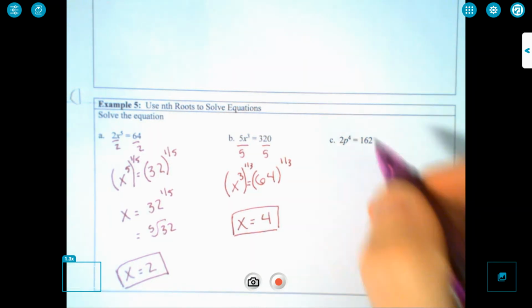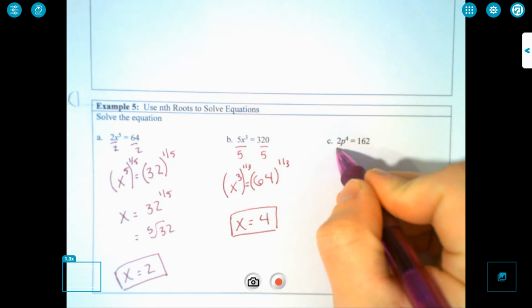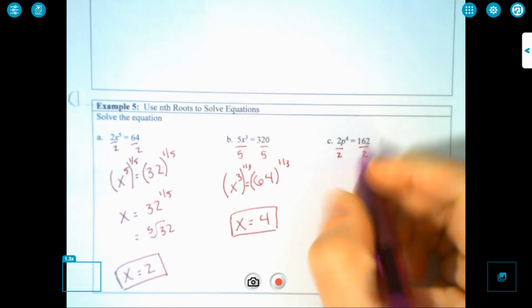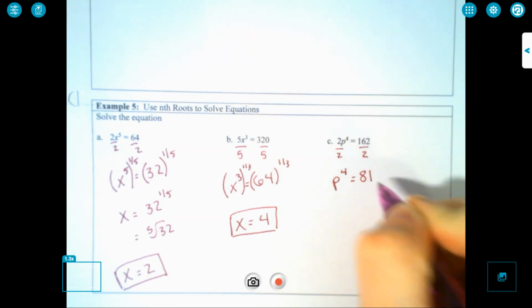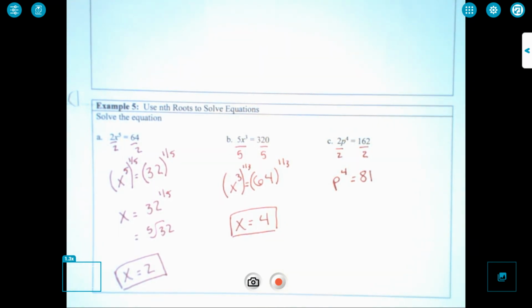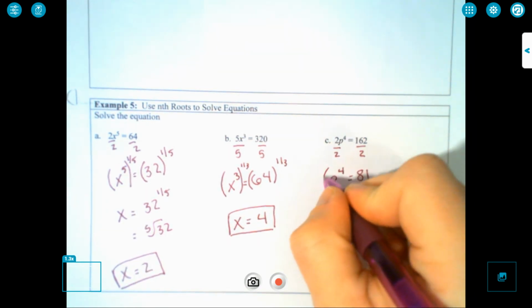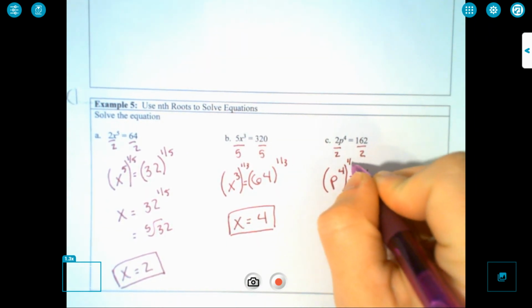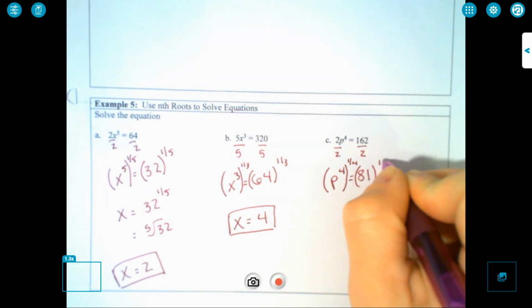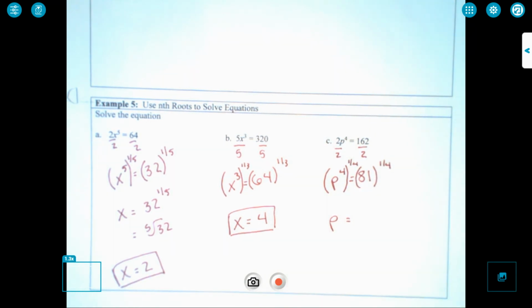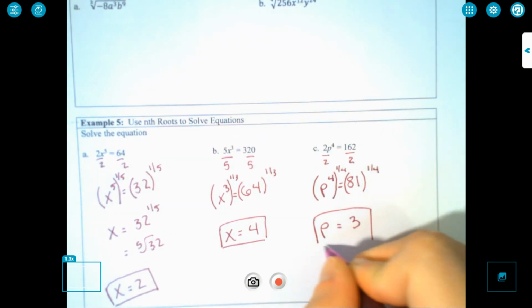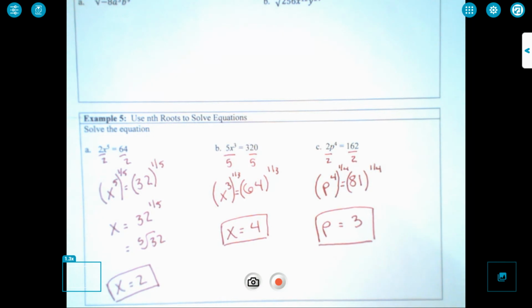Last one on this page, C. You have to get the letter by itself, so get rid of that coefficient. Divide each side by 2, giving us p to the 4 equals 81. Now that there's no coefficient on the letter, you take the 4th root of each side, so raise each side to the 1/4. We're going to be left with p equaling, so what times itself 4 times? It's going to end up being 3. 3 times 3 is 9, times 3 is 27, times 3, 81.